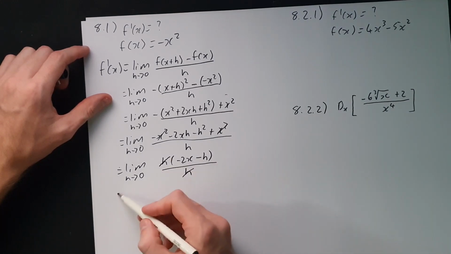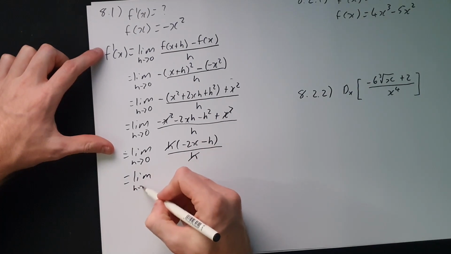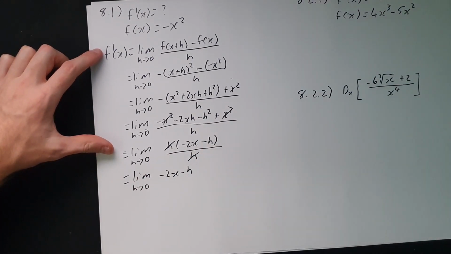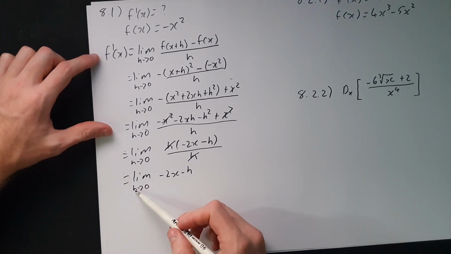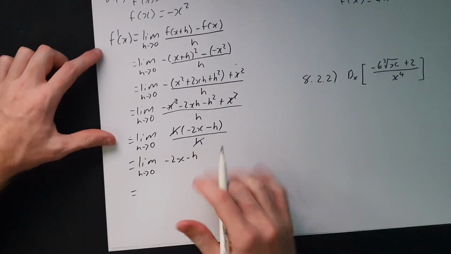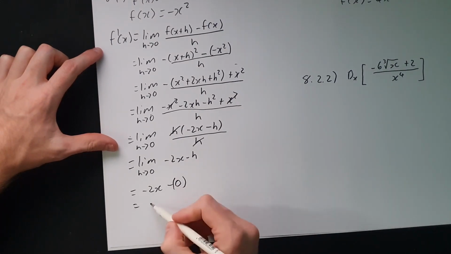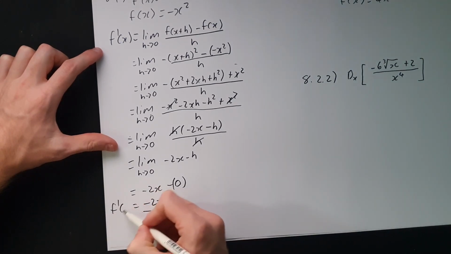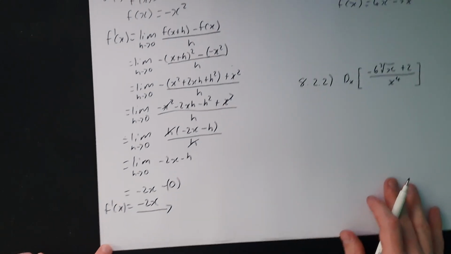We've cancelled the h, so we have the limit as h tends to 0 of minus 2x minus h. Now from the limit laws you can do direct substitution of h equals 0, and then we are literally left with minus 2x minus 0. Just show the step, which equals minus 2x. That's your derivative, f prime of x. Not too difficult on that one.